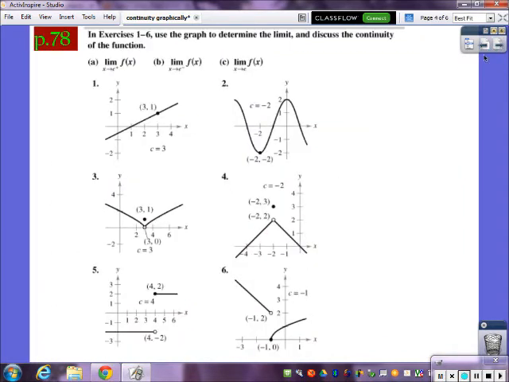So let's look at a few examples. These problems are from page 78 in your book, and even though the directions want you to determine the limit, let's discuss the continuity for purposes of this video. So for number 1 and number 2, there are no holes, there are no gaps, there's no jumps. Therefore, for number 1 and 2, the function would be continuous everywhere. So I'm just going to write here, continuous everywhere.